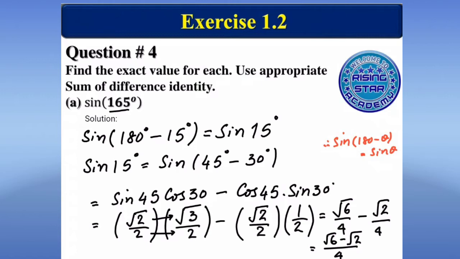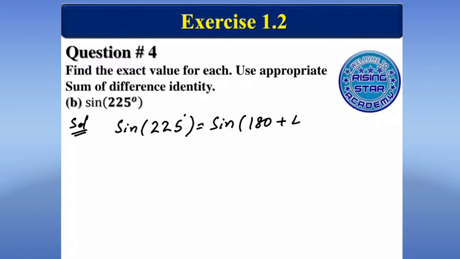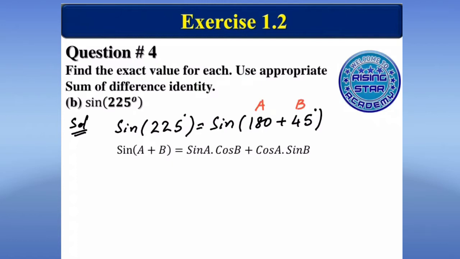Now move to the next part. In this part, we will break sine 225. So sine of 225 can be written as sine of 180 plus 45 degree. Now I would apply the identity over here. So here we have this identity. Now I will apply according to it. So my A value is 180 and my B value is 45.